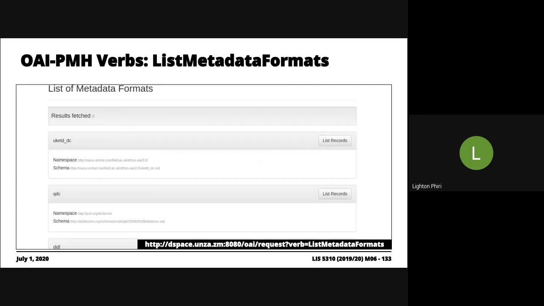The list metadata formats verb will spit back the different metadata schemes that you can use to encode data that is stored in that repository. By default, the metadata format that is used is typically Dublin Core, but you can change the format based on the list of metadata formats that are implemented by that repository. So you find out which metadata formats are implemented with that repository by issuing the list metadata formats verb.